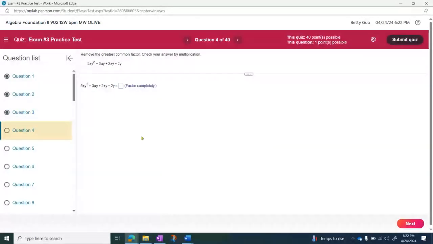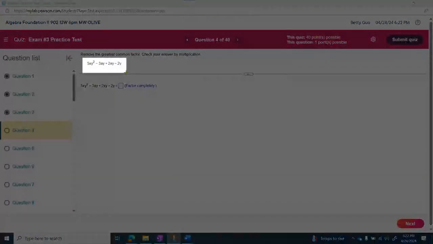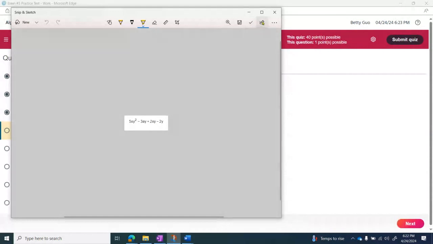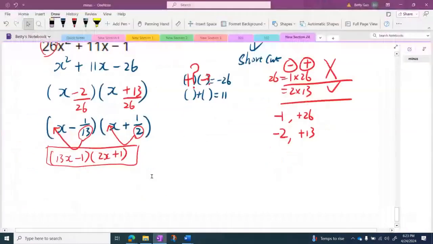Next, remove the GCF. Check your answers by multiplication. So you really have to read the instruction. It says remove the GCF. Remove the GCF. So that means factor out the GCF. Okay, it means factor out the GCF, or remove the GCF outside the parentheses. Check your answer by multiplication. Okay, factor completely. All right.